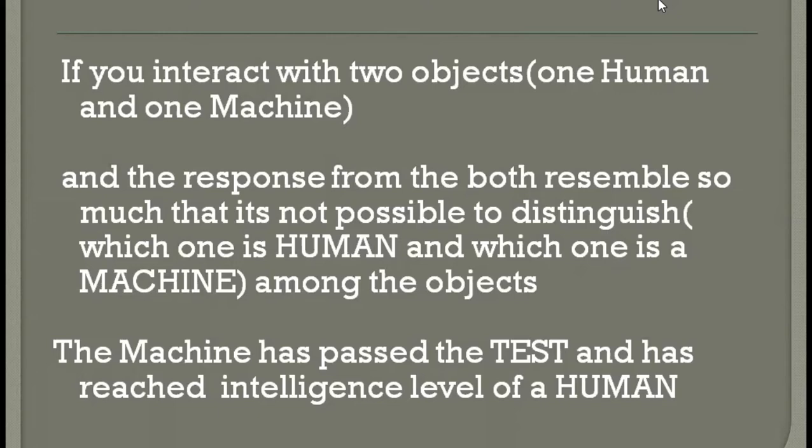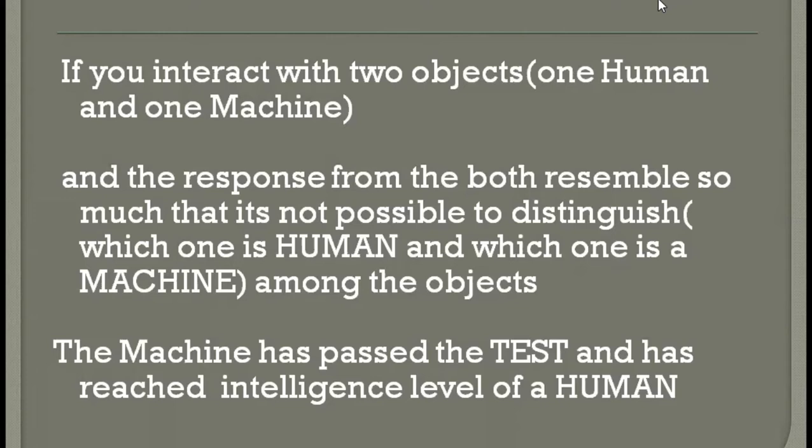Let's look at it again. If you interact with two objects, one of them is human and one of them is a machine, and the responses from both resemble each other so much that it's not possible to distinguish which one is the human and which one is the machine, the machine has passed the test and has reached the intelligence level of the human.